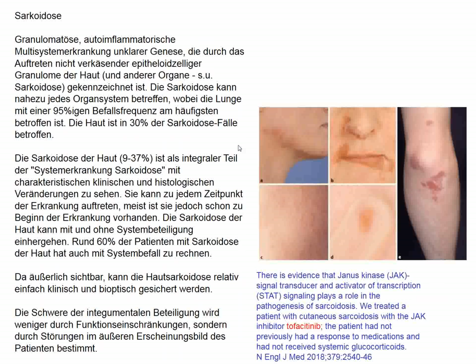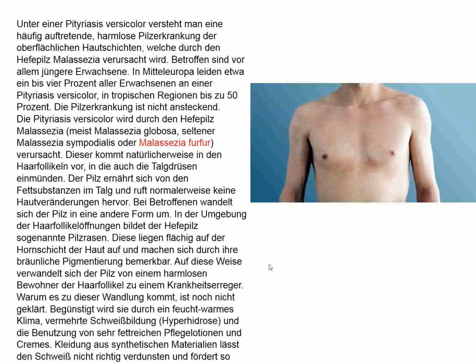Sarcoidosis is probably a T-cell disorder. It's not an infectious disease. Has various ramifications that are rather protean. I'd just like to draw your attention to the fact that we had a paper in the New England Journal in December where cutaneous sarcoidosis was treated with tofacitinib to inhibit the JAK-STAT signaling pathway, and that looks like a promising treatment for cutaneous sarcoidosis and perhaps even systemic sarcoidosis.